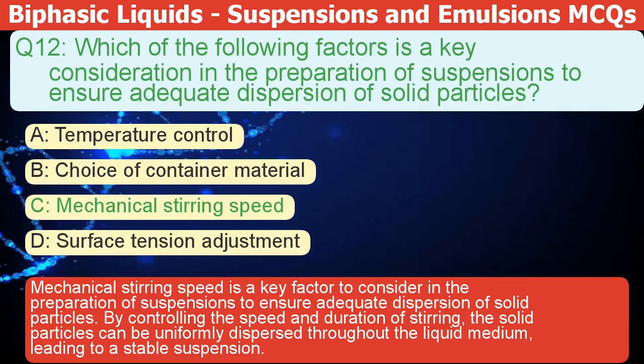The correct answer is C. Mechanical stirring speed is a key factor to consider in the preparation of suspensions to ensure adequate dispersion of solid particles. By controlling the speed and duration of stirring, the solid particles can be uniformly dispersed throughout the liquid medium, leading to a stable suspension.